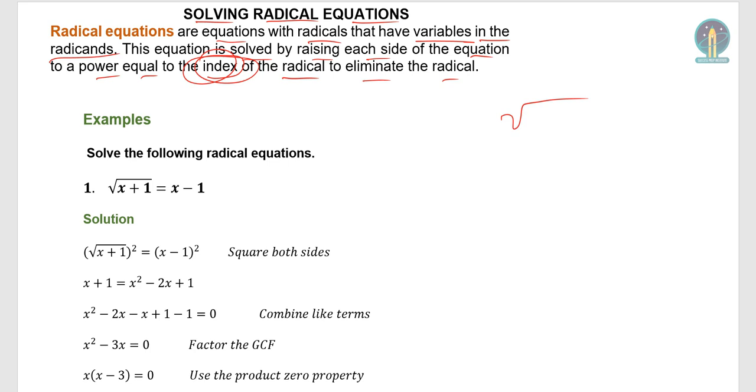Meaning if you have a square root, you raise that to the power 2 to get rid of the square root, right? If you have a cubic root, you have to raise that to the power 3 to get rid of the cubic root, etc., etc. Okay? Let's look at some examples. Solve the following radical equations. Square root of x plus 1 equals x minus 1.